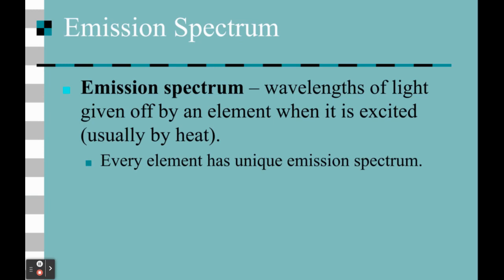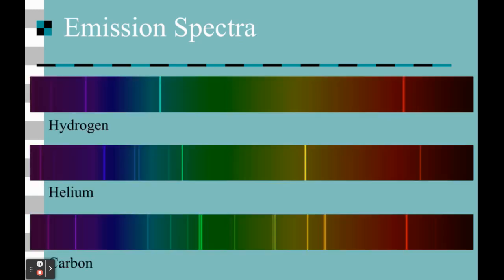We excite elements by introducing heat usually. So each element will have its own unique emission spectrum. These are the emission spectra of hydrogen, helium, and carbon. You should copy these down in your notes using colored pencils. So as you can see, hydrogen has several wavelengths, 2 in the purple wavelengths, 1 in the blue, and 1 in the red. So the lines through the emission spectrum are what you want to copy down in your notes. When I get back, I will show you how we can see these for each element.